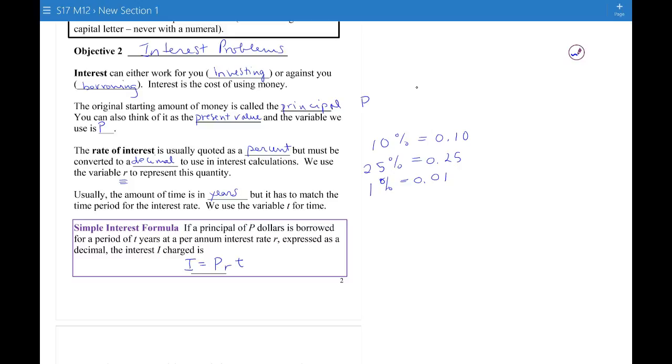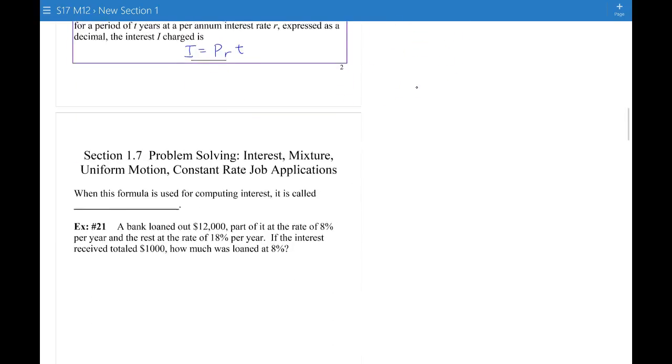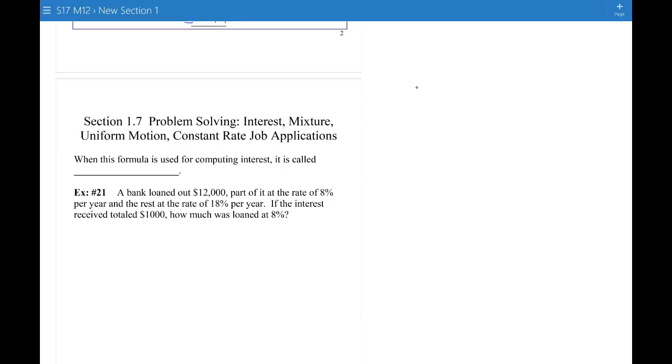So it's the amount you started with times the interest rate times the amount of time, and that's the interest charged. Or if you're investing, it's the interest earned. So the formula I told you about was a simple interest formula. I would charge my kids some percent of what they borrowed. So that's called simple interest. And when this formula is used for computing interest, then that's what we define as simple interest. And that's as compared to compound interest, which we'll look at later when we talk about exponential functions.